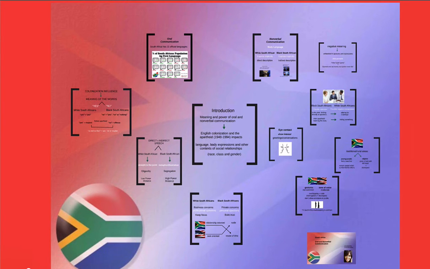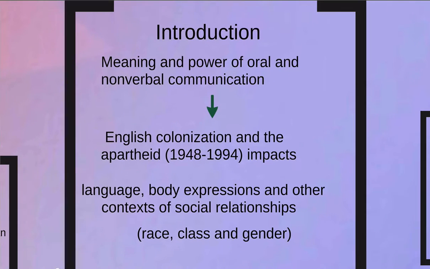Before we start, I would like to do a little introduction. When addressing communication, especially in South Africa, several of its characteristics will be intertwined with social power relations of race, class, and gender. Historic facts like English colonization and the apartheid impacted language, body expressions, and other contexts of social relationships. As a consequence, it is possible to identify particular or similar aspects related to diverse racial and ethnic groups, like the white and black population. However, due to the complexity mentioned above, and also the continued changes, a generalized analysis will not represent all individuals.